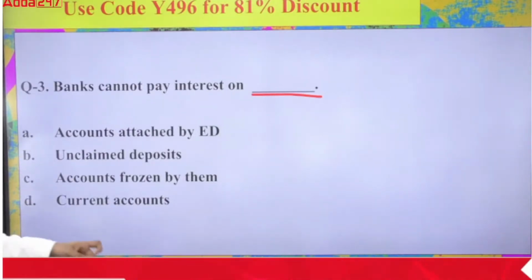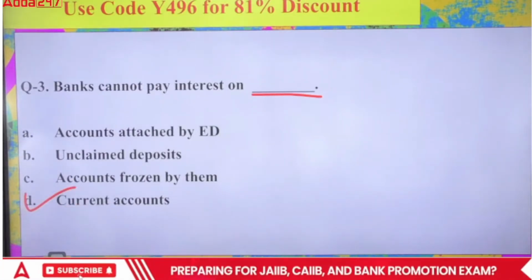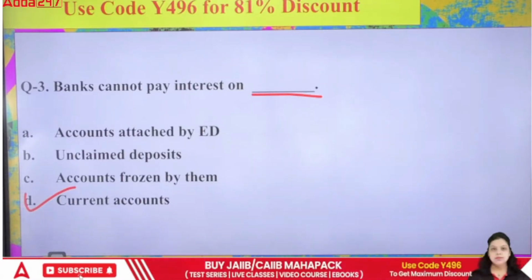Okay, so very good. The right answer will be current account. It is very obvious that in the current account, no interest will be paid by the bank. So the right answer will be your D option.